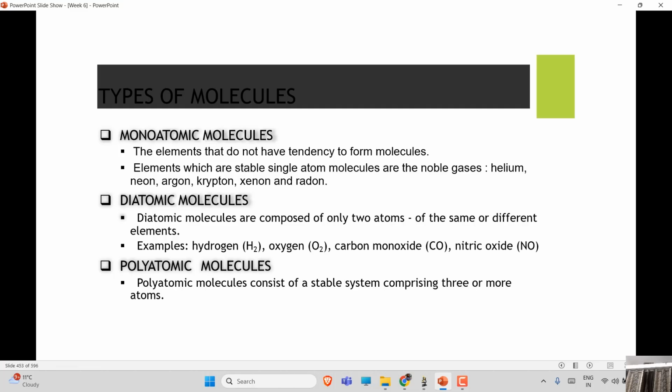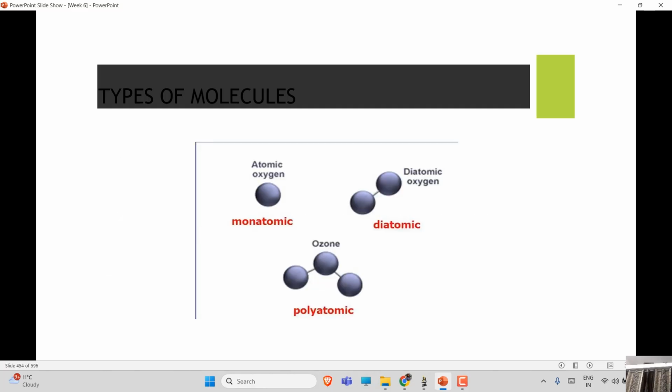Now the monoatomic molecules, the elements that do not have a tendency to form molecules, the elements which are stable single atom molecules, are the noble gases, such as helium, neon, argon, krypton, xenon and radon. Diatomic molecules are composed of only two atoms of the same or different elements, like hydrogen, oxygen, carbon monoxide and nitrogen oxide. While polyatomic molecules consist of a stable system comprising three or more atoms.